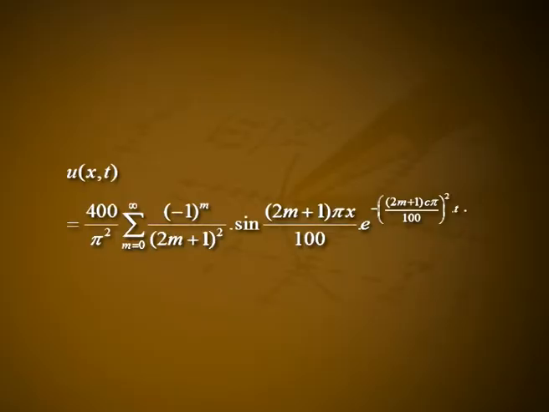Thus the required solution is u(x, t) = 400/π² summation m varies from 0 to infinity (−1)^m/(2m+1)² sin((2m+1)πx/100) e^(-((2m+1)cπ/100)² t). Note: in the boundary condition, the temperatures are taken as 0 degrees Celsius.